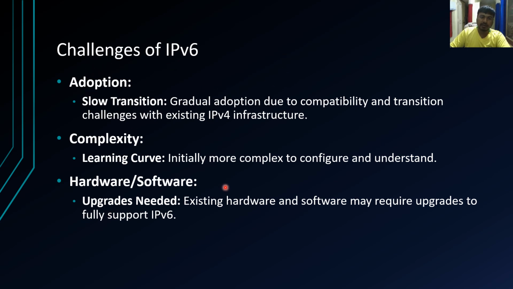Adoption, complexity, and hardware and software issues are the challenges faced by IPv6. First, adoption: a slow transition. Gradual adoption is due to compatibility and transition challenges with existing IPv4 infrastructure. Then complexity, the learning curve. It is initially more complex to configure and understand. Then hardware and software upgrades are needed. Existing hardware and software may require upgrades to fully support IPv6. We are still using many hardware and software systems which can only function well for IPv4 but not for IPv6. That's why we need upgrades and we need them for adoption as well.